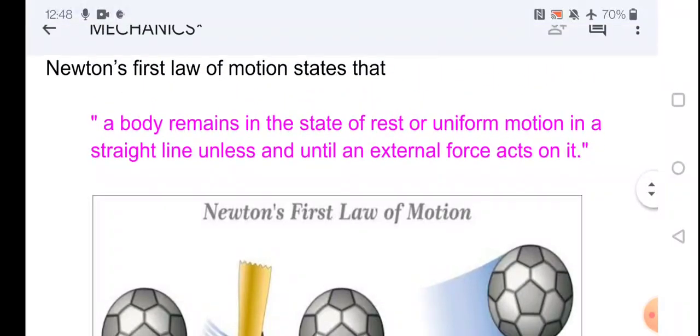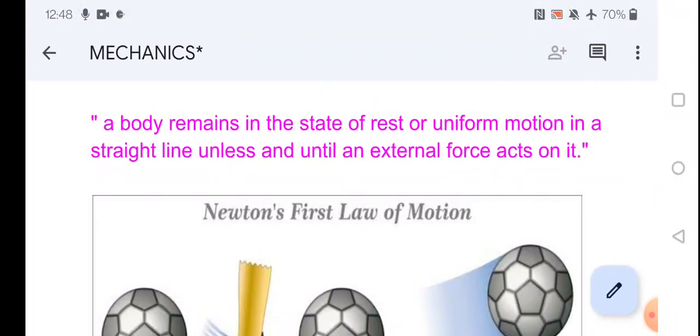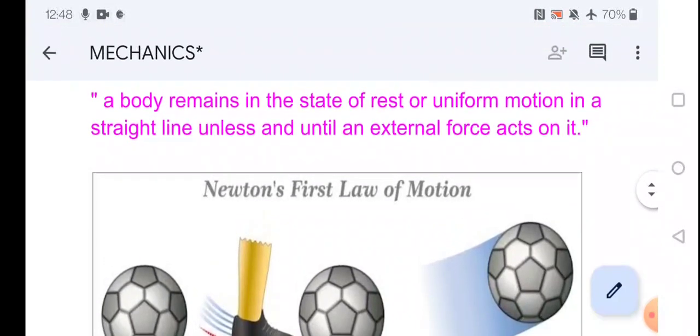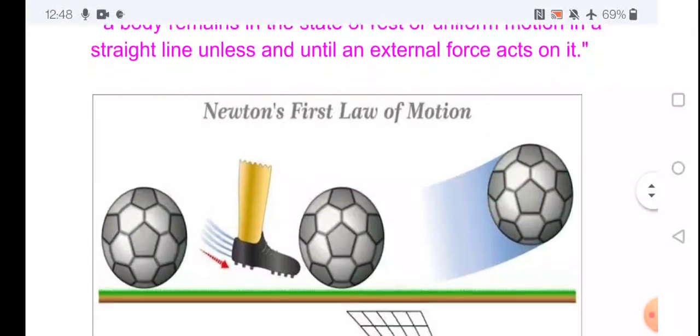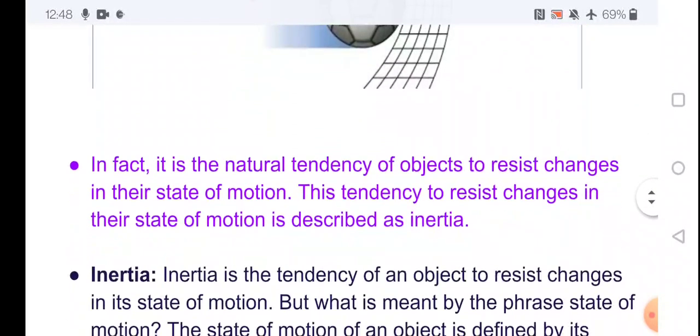This Newton's first law states that a body remains in a state of rest or uniform motion in a straight line unless and until an external force acts on it. This is Newton's first law of motion. In fact, it is the natural tendency of an object to resist changes in its state of motion. This is the natural tendency of every object.